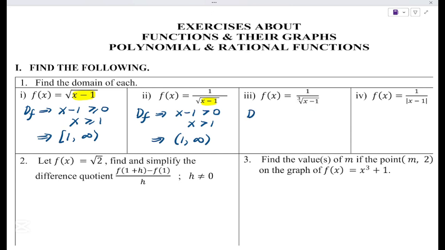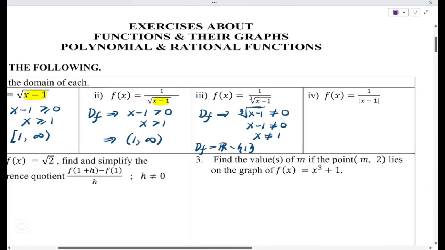So it means to say, we can start the domain of f by putting this cube root of x minus 1 not equal to 0. Or you can just write x minus 1 should not be equal to 0. Because if you take the cube of both sides, you will get this. So when x minus 1 is not equal to 0, it means that x is not equal to 1. So the domain of the function is all real numbers except 1.